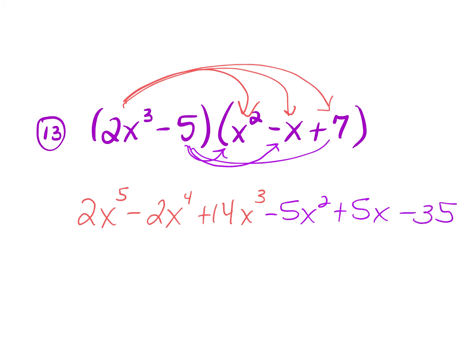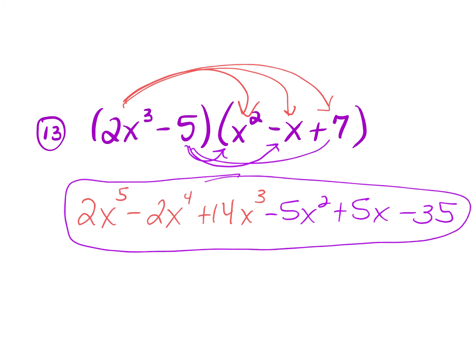Negative 5 times 7 is negative 35. And we look to see if we can combine like terms. In this case, is there anything we can combine? No. Nothing has the same variable. It's already in order. We're good to go.